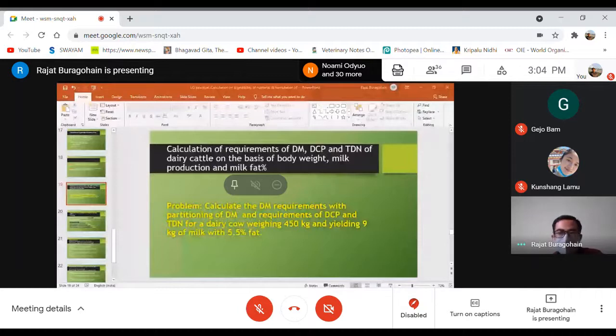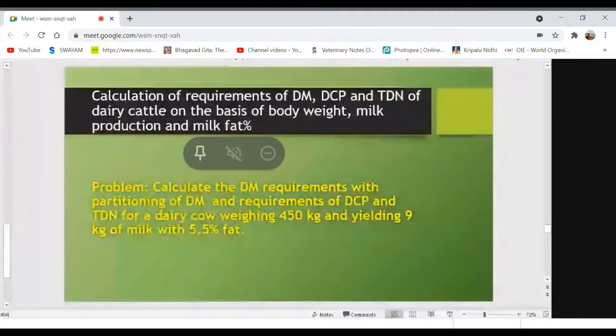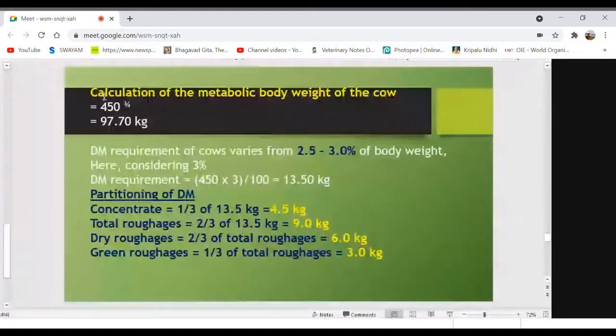So this is a very interesting thing. Okay, so first of all, body weight is given 450 kg, milk yield is 9 kg, and milk fat percentage is 5.5. And here, actually, it is difficult to show you, therefore I am writing like this. First of all, you have to calculate the metabolic body weight. 450 kg is the live weight of the animal, and this is the metabolic body weight, 97.70 kg.